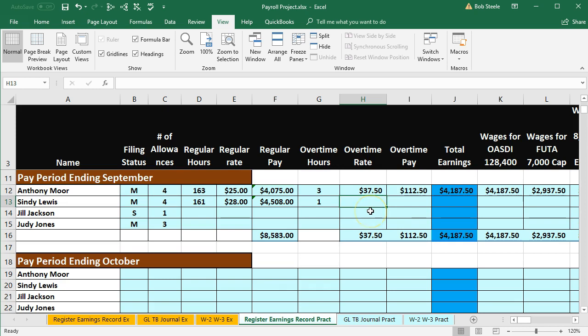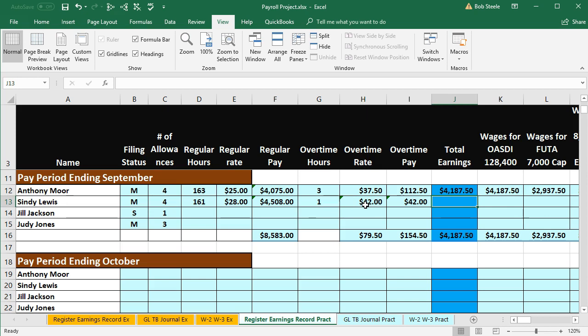We'll calculate the overtime rate again, which is going to be equal to the regular rate times time and a half, times 1.5, 150%. Tab. Then the overtime pay is going to be the 1 times 42. We obviously can do the math in our head, but we're going to calculate it. So we have the same formula, the 1 hour times the 42 equals G13 times H13, tab.